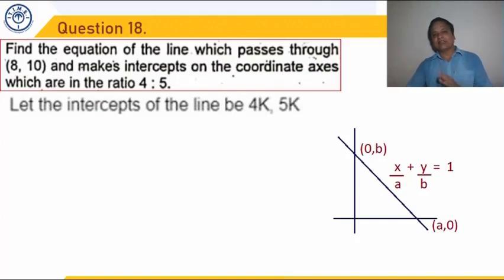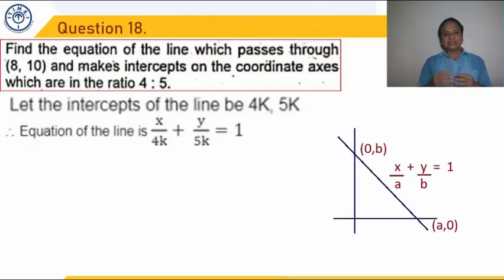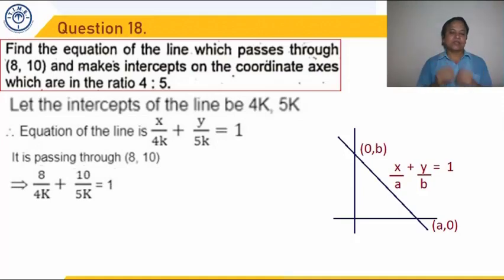So let the intercepts of the line be 4k, 5k. So equation of the line is, x-intercept is 4k, y-intercept is 5k. So x upon 4k plus y upon 5k is equal to 1. Since it passes through (8, 10), this point will satisfy the equation. So we put this point in the equation of the line: 8 upon 4k, 8 in place of x, plus 10 upon 5k is equal to 1.